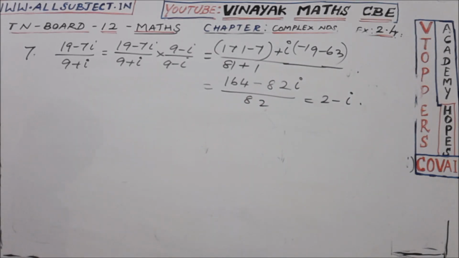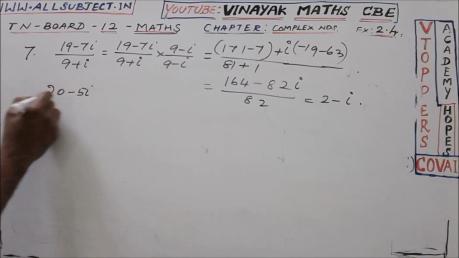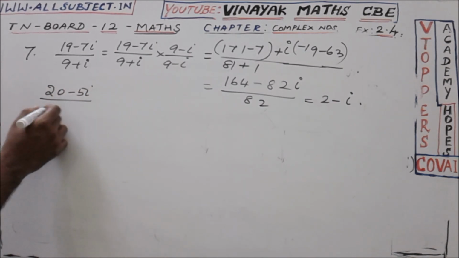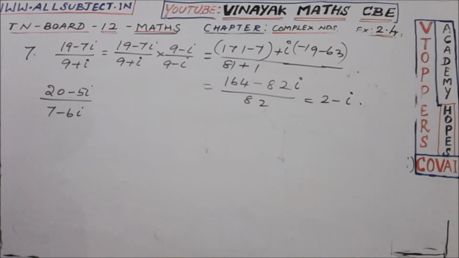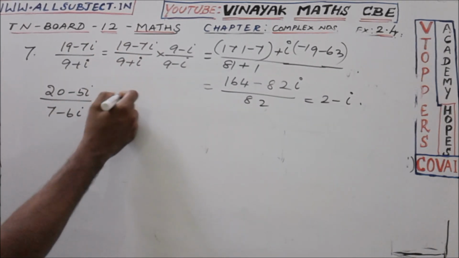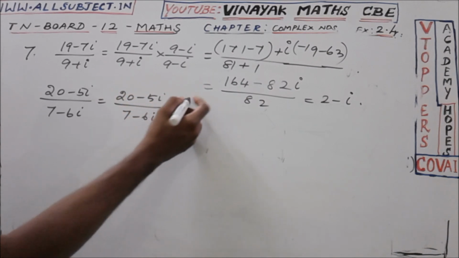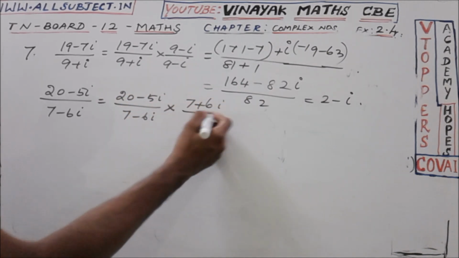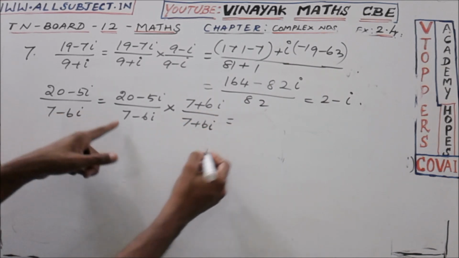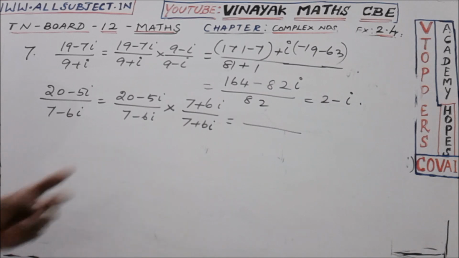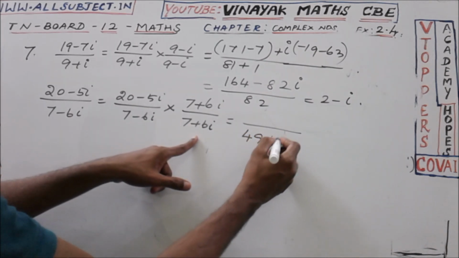And the second one is (20 minus 5i) divided by (7 minus 6i), whole power 12, is given. Now simplify this in the similar manner. (20 minus 5i) divided by (7 minus 6i) into (7 plus 6i) by (7 plus 6i), which will be equal to the denominator in the form of (a minus ib)(a plus ib), that is a square plus b square, 49 plus 6 square, 36.